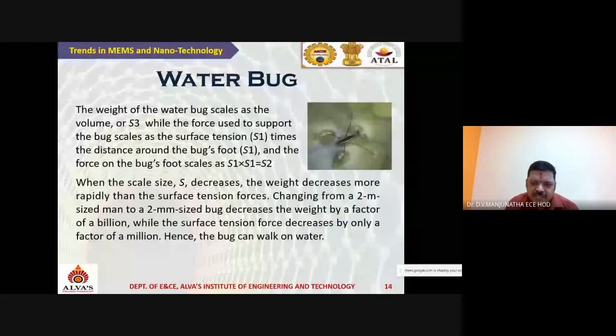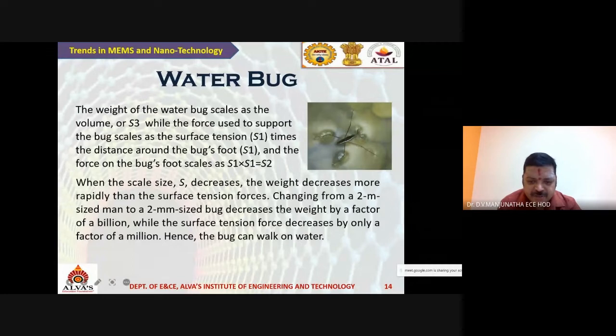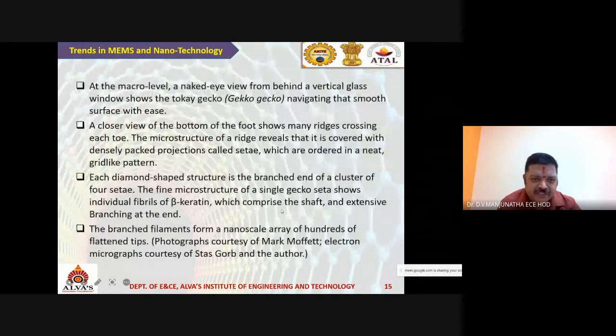The water bug is very small, but it can walk on water because its size is very small. So that is the information you can get from this. At lower weights or lower sizes, you can do wonders. That is the meaning of this particular slide. I'll move on to the next one.